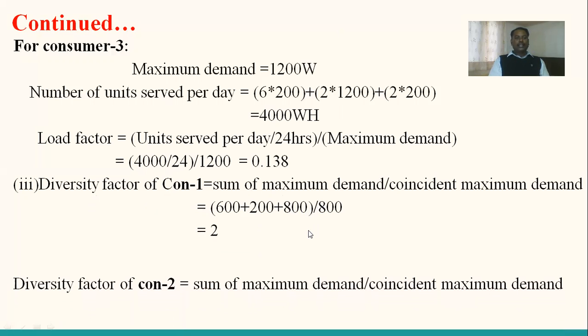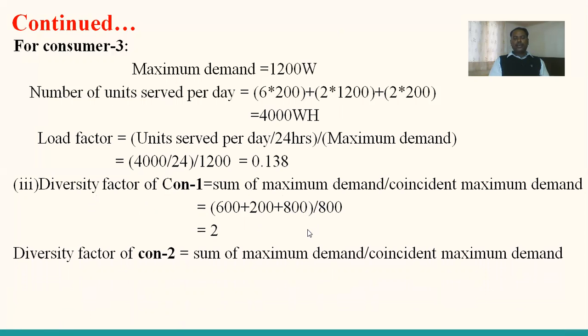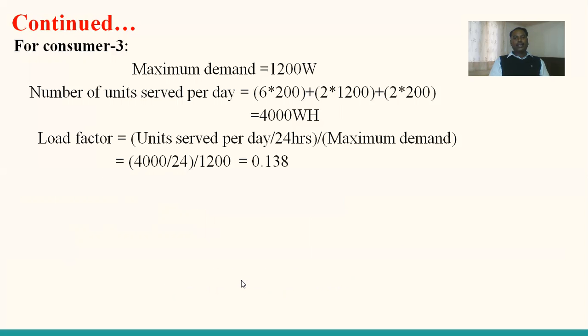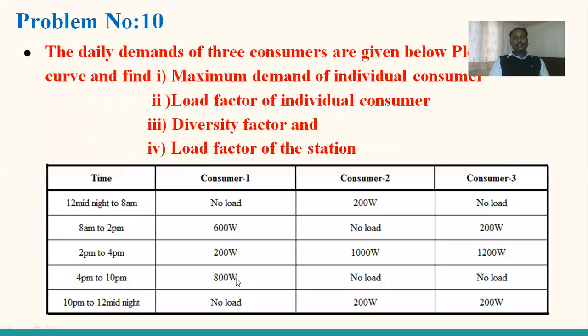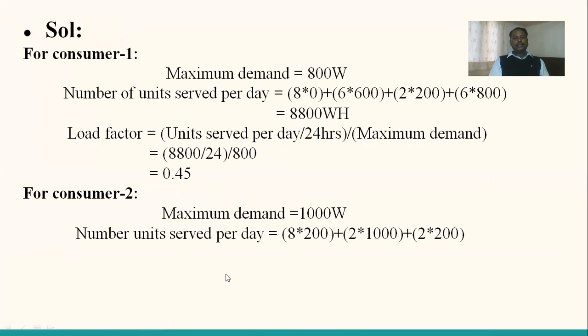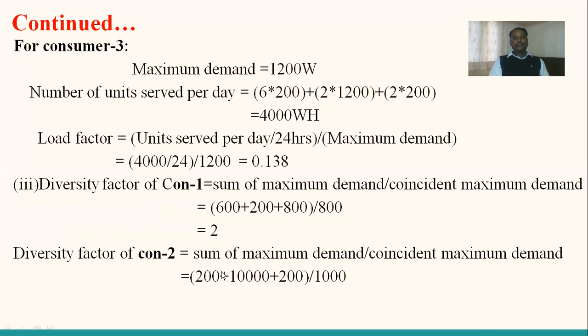Similarly, the diversity factor of consumer 2, same formula: sum of the individual maximum demands divided by the coincident maximum demand. So it is not 10,000, it is 1,000. 200 plus 1,000 plus 200 divided by 1,000, it's 1.4. So 1,400 divided by 1,000 is 1.4. Students, please correct it. It is 1,000.